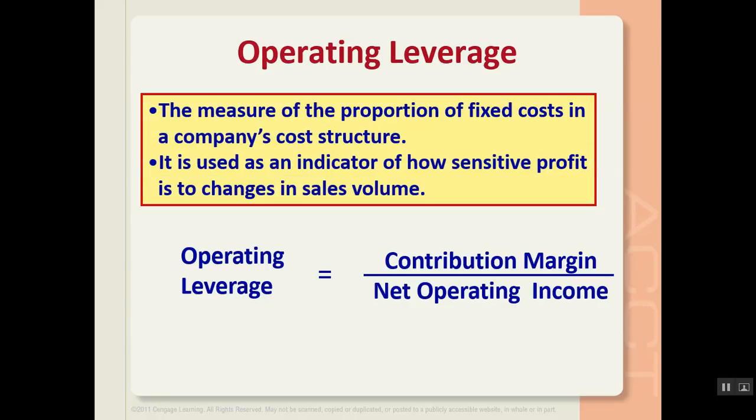The operating leverage is the measure of the proportion of fixed costs in a company's cost structure, and it's used as an indicator of how sensitive their profit is to changes in sales volume. The higher the operating leverage, the higher or more susceptibility they have to changes in sales volume. The calculation for operating leverage is contribution margin divided by net operating income.